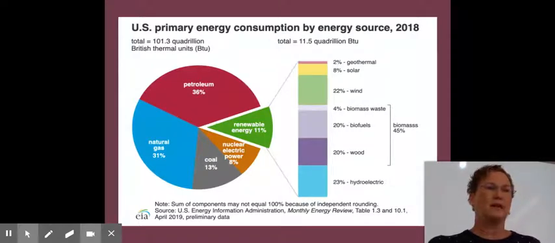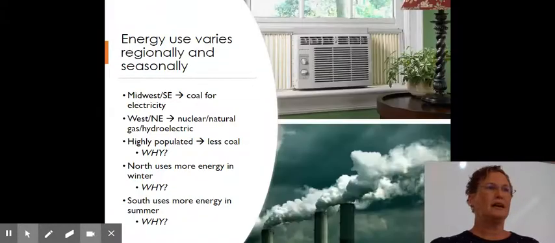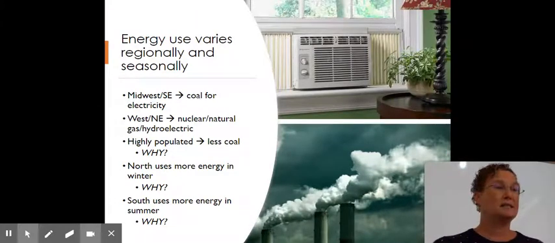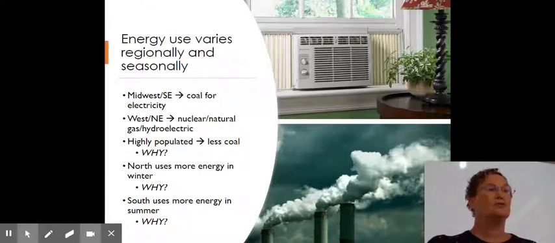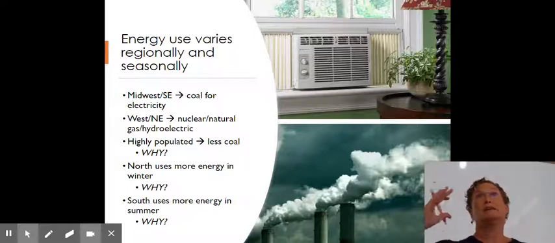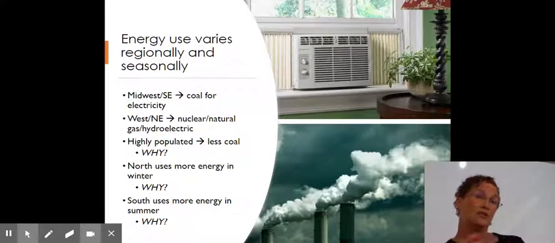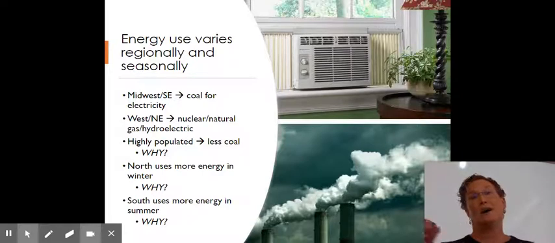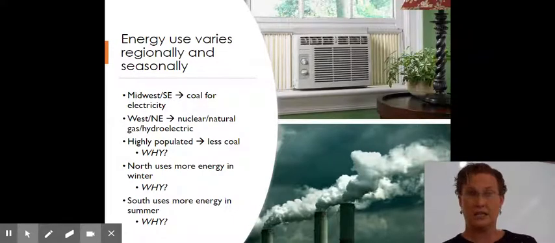Petroleum, natural gas, and coal. All right, so energy uses vary. In the Midwest and Southeast, they usually use coal for electricity. Making electricity is a secondary energy source, and we're going to go into a lot of detail about how different energy sources are used to make electricity.